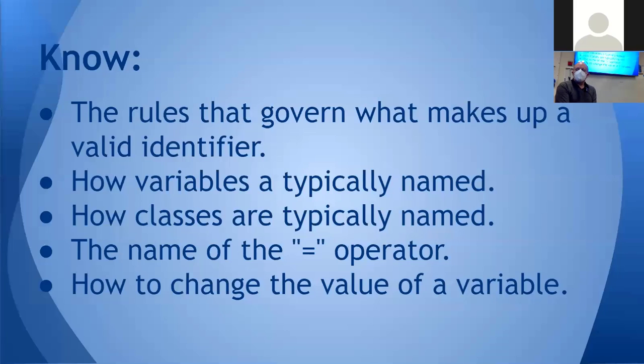What's the name of this equals operator? It's not called the equals operator. It's called the assignment operator. It takes the value on the right and assigns it to the thing on the left. The thing on the left now has that new value that was on the right side of the equal sign.